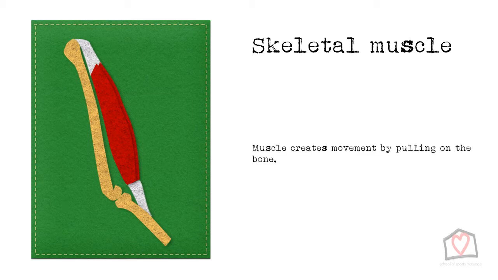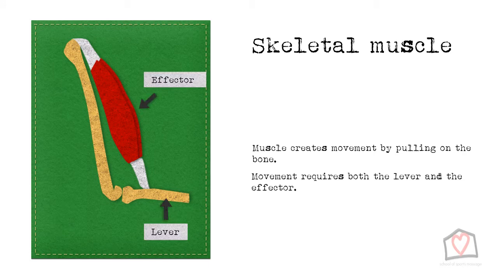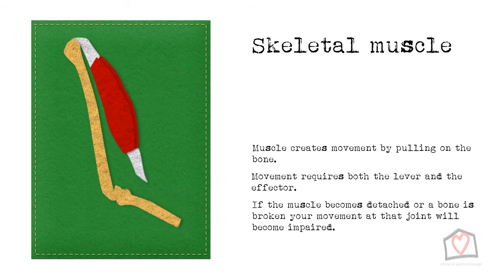Muscles create movement by pulling on the bones. One cannot work without the other. You need both the lever and the effectors. So if the muscle becomes detached or the bone is broken, your movement at that joint will become impaired.